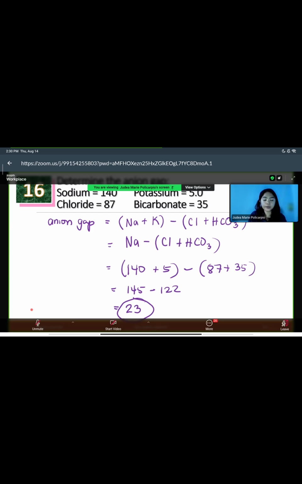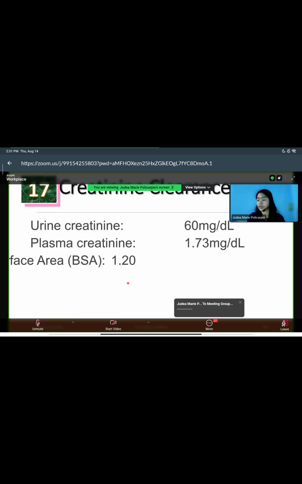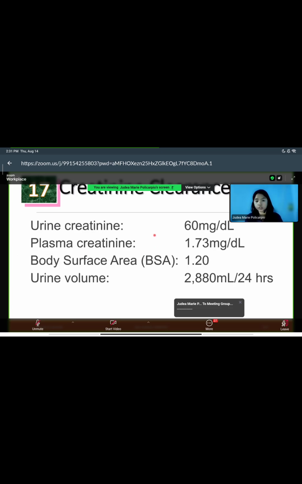Okay? What about the next question natin? Next question, we have item number 17. Okay, let's try to look at item number 17. Si item number 17 nga pala ay minsan sa CleanChem tinatanong pero minsan nasa AUBF to tinatanong si creatinine clearance. Okay, item number 17, we're asked to compute for the creatinine clearance given the following values. We have the urine creatinine which is 60, plasma creatinine which is 1.73, and then we have the body surface area which is 1.2, and the urine volume which is 2,880 ml per 24 hours. And we are asked about the creatinine clearance.